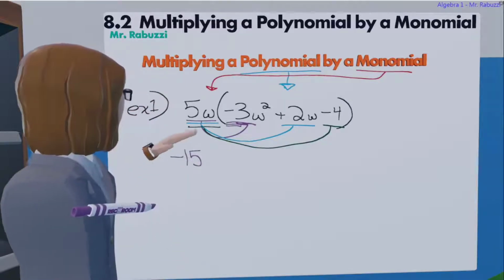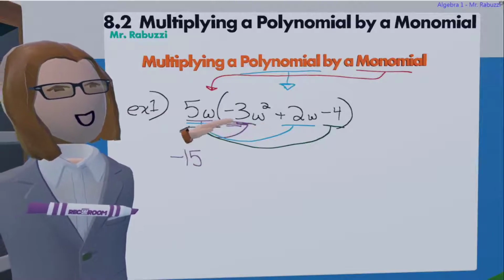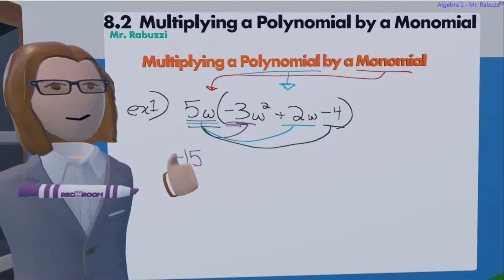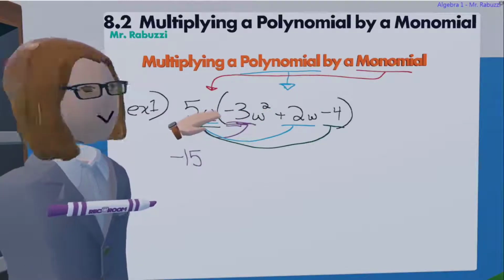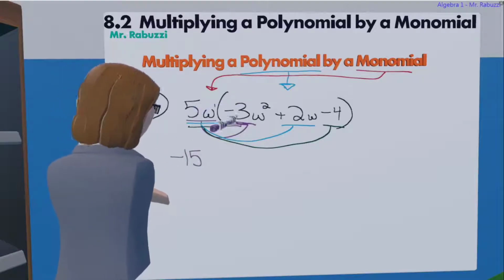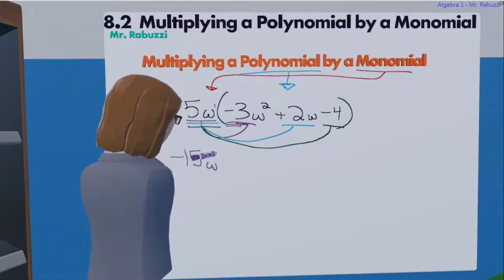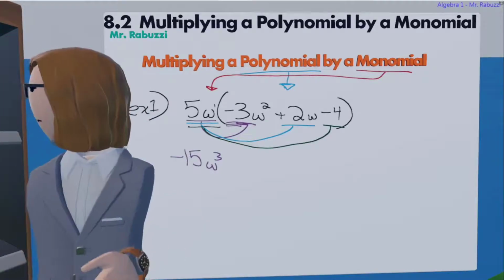5w times negative 3w squared. 5 times negative 3, that's negative 15. Then w times w squared. We're multiplying bases, so we're going to add the exponents. This first w has an invisible 1, so it's 1 plus 2, which is w to the third power. Okay, purple line is done.